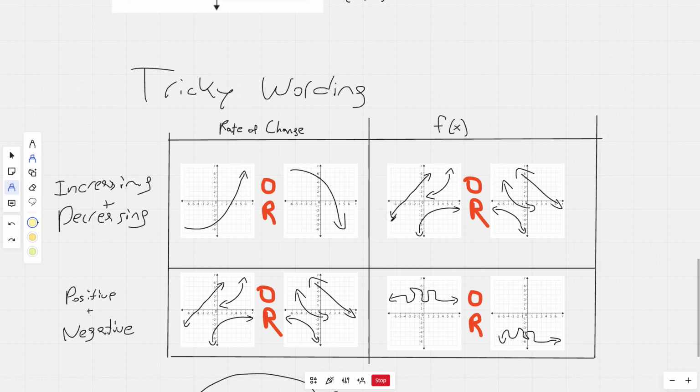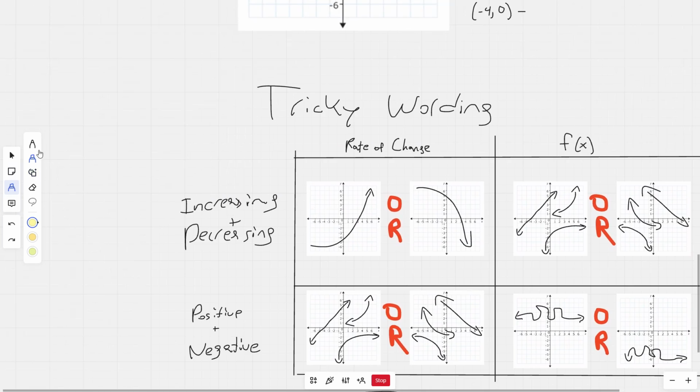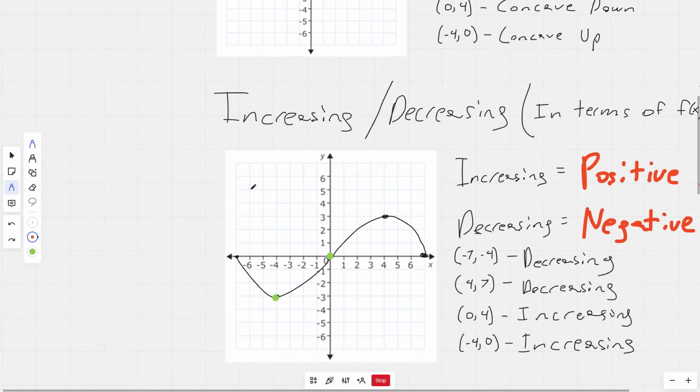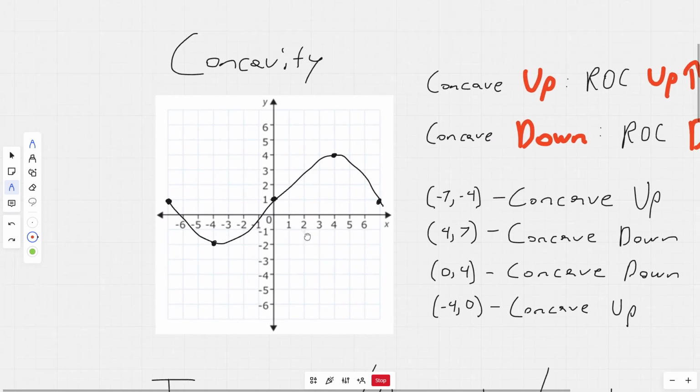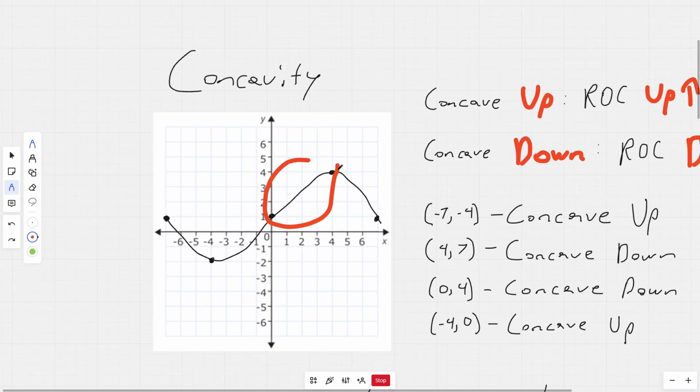Whether the y value is increasing or decreasing. When we're saying increasing the rate of change, that's where we have problems, because the rate of change is what's increasing. We could have a function that looks like this, right? We're increasing. This is increasing.